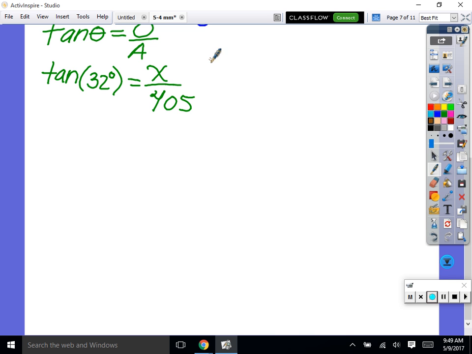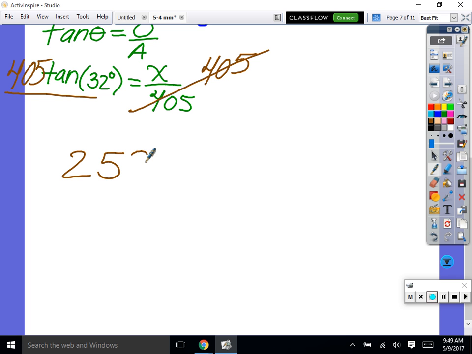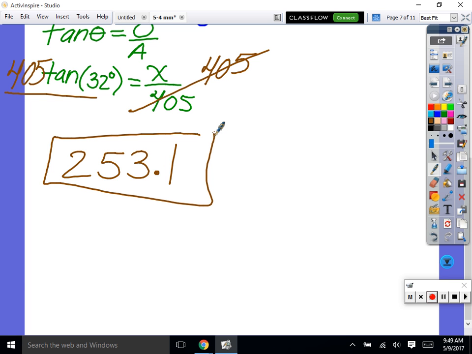How do we undo dividing by 405? Good, multiply both sides by 405. Then you'd say, have I reached my goal? Is x alone now? Okay, then all you have to do is type it into your calculator. 405 tangent of 32, go. 253.1, perfect. 253.1 feet. Because it was 405 feet away. You see how easy that was? Yeah. They're all that easy. It's just trying to draw the correct picture.